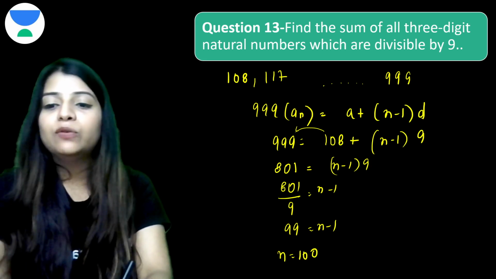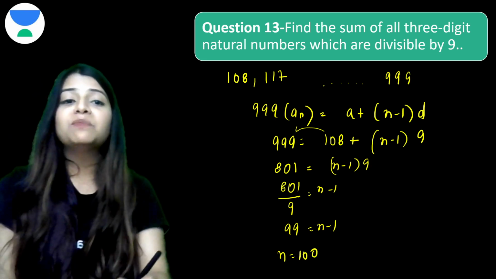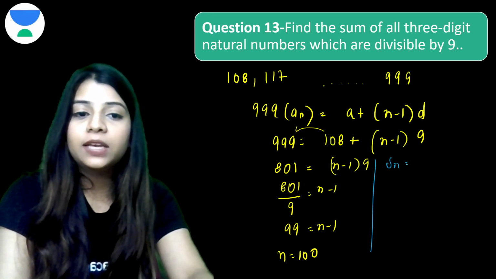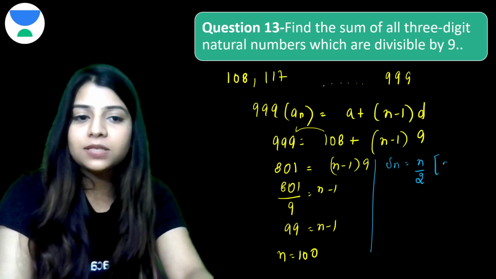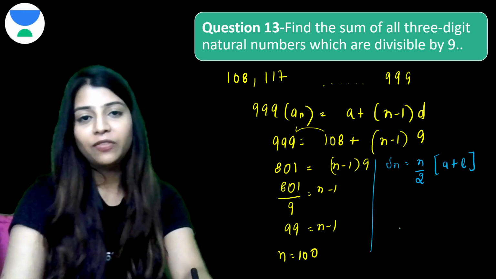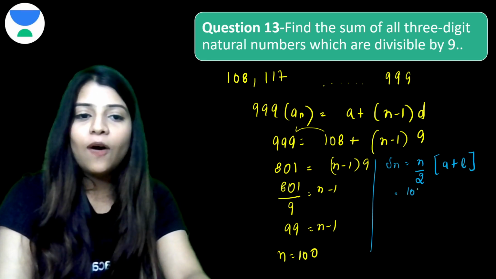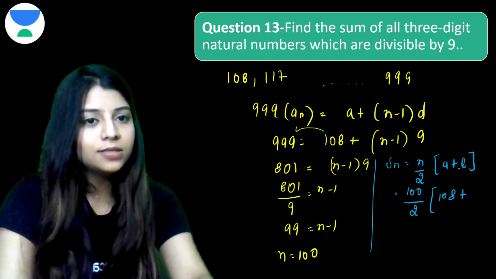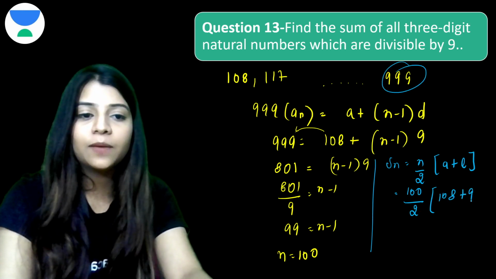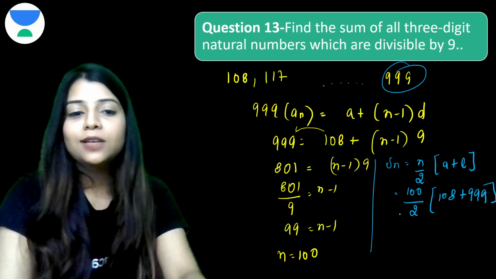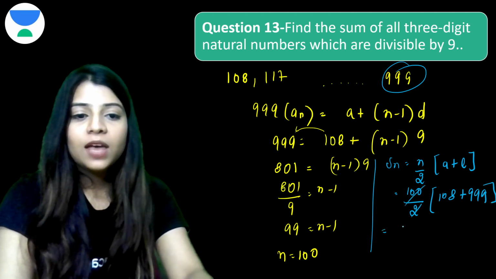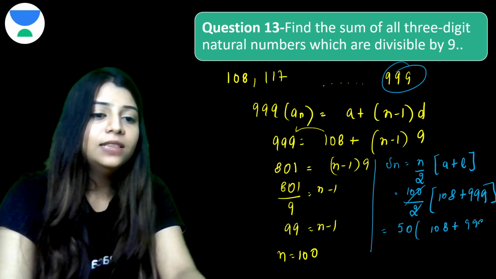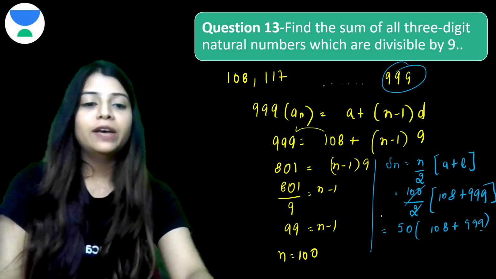Now here, since I have to calculate the sum and I know that my last term is given to me, I'll use the formula of sum S n equals to n by 2 into a plus l. This is one of the easiest formulas if I have the n term with me. So n is 100 by 2, a is 108, and l, that is the last term of the AP, that is 999. So here we will use 999. So 100 by 2 gives you 50, and here we get 50 into 108 plus 999, and this will easily give you a sum of 55350.